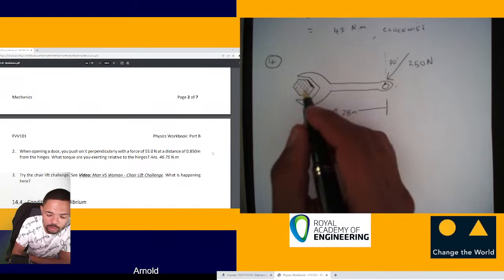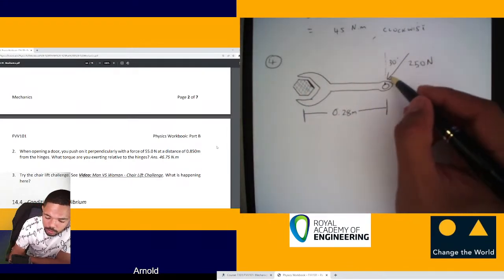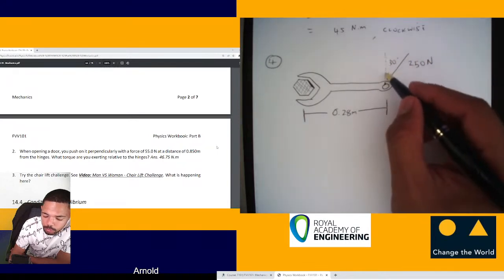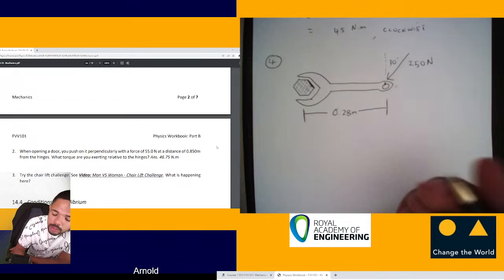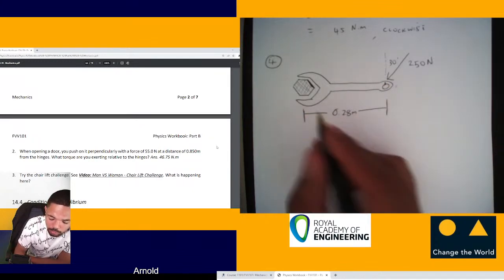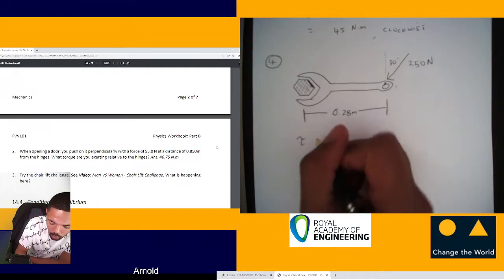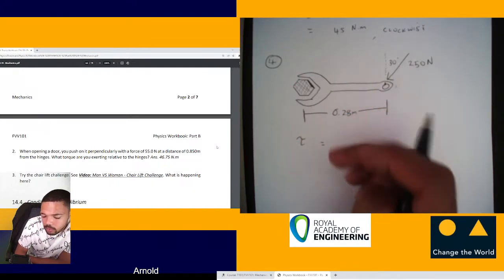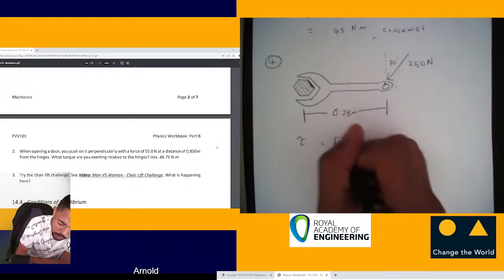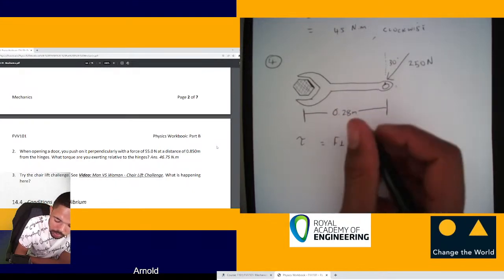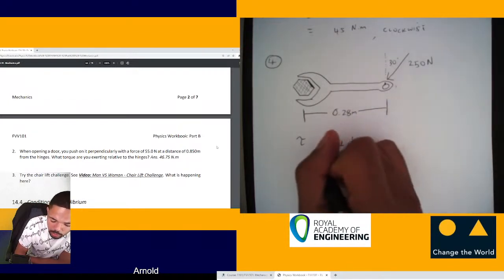So I want to loosen this bolt. I'm applying a force of 250 newtons at an angle of 30 degrees from the perpendicular at a distance of 0.28 meters, so 28 centimeters away from the bolt. Now, what is the torque created in this situation? We know torque is nothing but the perpendicular component of the force multiplied by the distance at which the force acts.